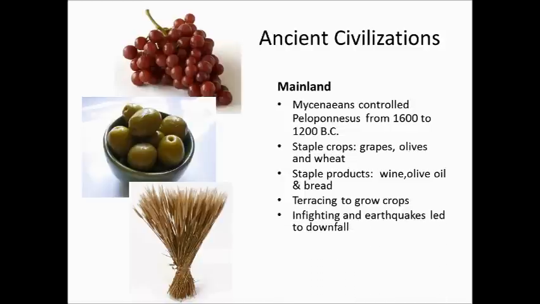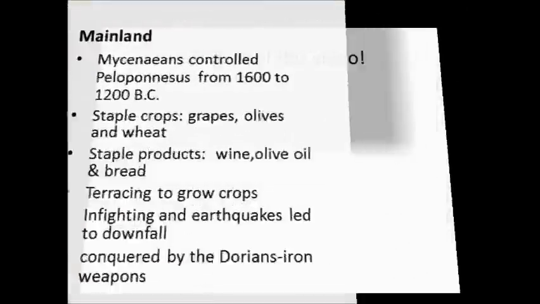Okay, infighting and earthquakes lead to the downfall of the Mycenaeans. They were conquered by a group known as the Dorians, who had iron weapons, while the Mycenaeans had bronze weapons, and they don't win. I think they were led by a guy named Jim Morrison, and he broke on through to the other side. Okay, maybe that's the wrong Dorians, I don't know.